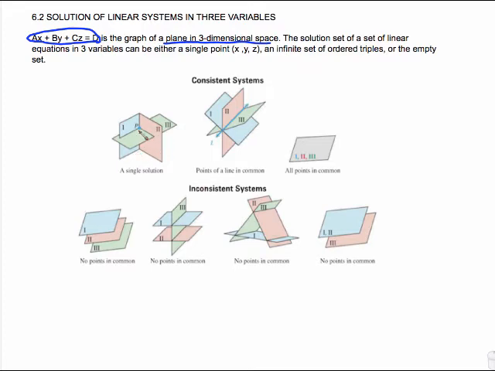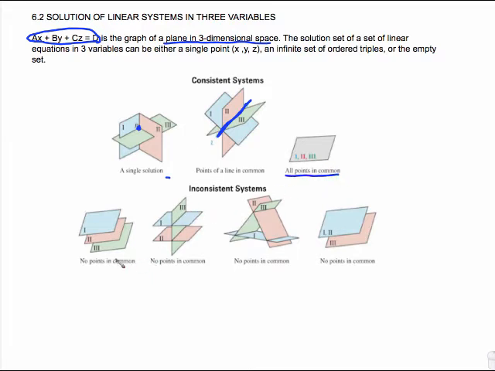You can have a single solution where these three planes intersect right there. Think about the corner of your room and think about the ceiling, the front wall, and the side wall, and where they intersect is that point of the corner. That's a single solution. You can also have points of a line in common. If you look at the way these planes intersect, you have this line right here in common. So all points that are on that line would be solutions to the system. And the third possibility is that these three planes are coincidental. They lie on top of each other, and therefore you have all points in common.